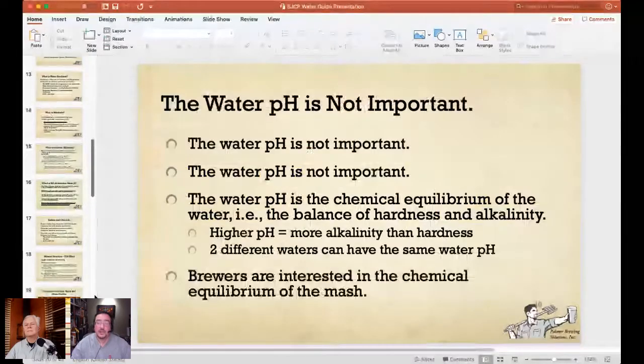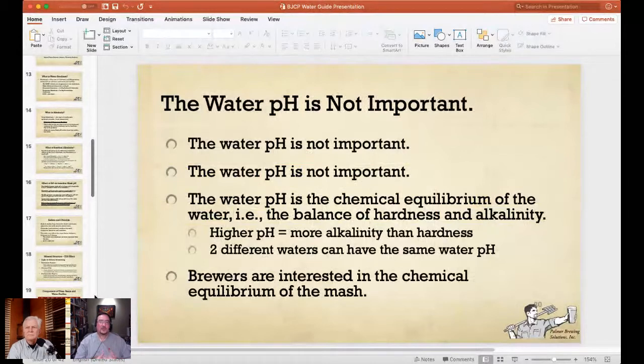The water pH is not important. It is actually the chemical equilibrium of the water. In other words, it's the balance between hardness and alkalinity. If you have a high water pH, such as 9, that simply means that there is more alkalinity than hardness in that water. It doesn't say how much more. Two different waters can have the same water pH, but have very different mineral profiles. So this is why the water pH is not important.